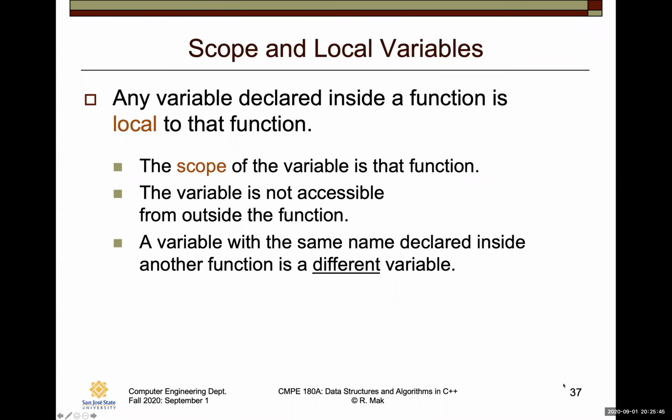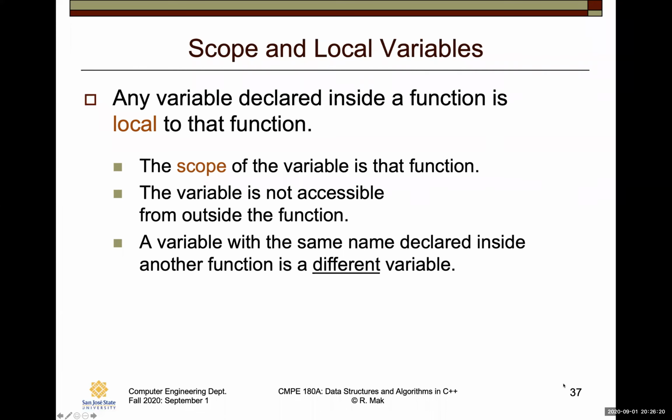Okay, and because the variables are local to the function, that means that, let's say you have a variable n, and it's an integer variable, and it's local to the function. It's declared inside that function. You can have another function that has a local variable n, and even though the names are the same, they're in different scopes, so they are two different variables.